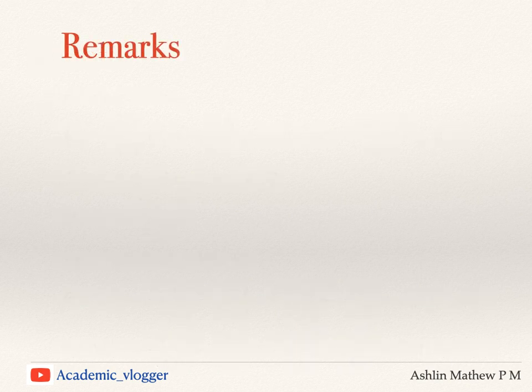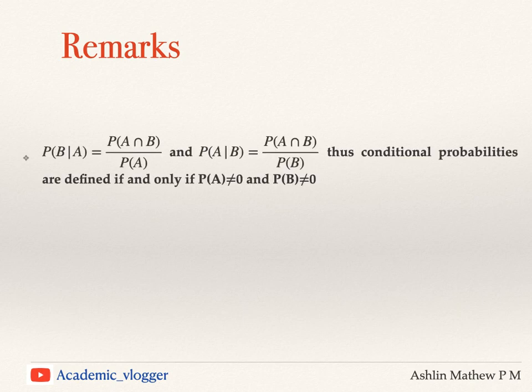Now we shall discuss some remarks. From the multiplication theorem, we can write probability of A intersection B in terms of the conditional probabilities. So using that equation, we can find the conditional probabilities from the intersection. If we know the probability of A intersection B and the probability of A, then we can find the conditional probability of B given A. And similarly, if we know the probability of A intersection B and probability of B, then we can find the probability of A given B.